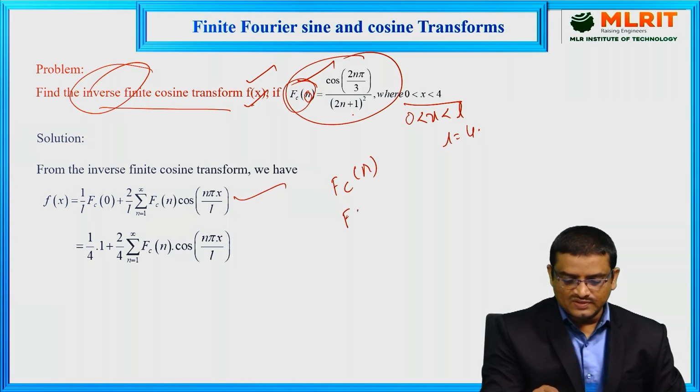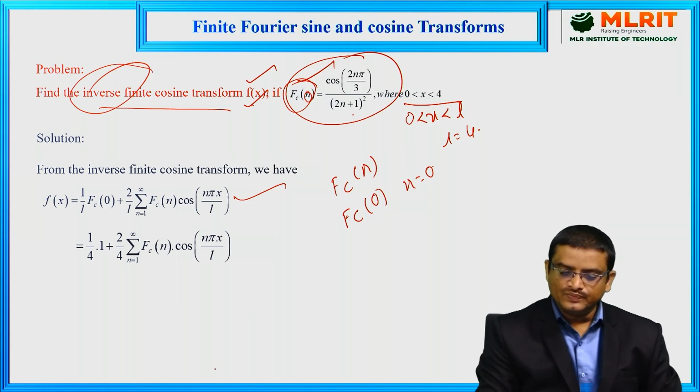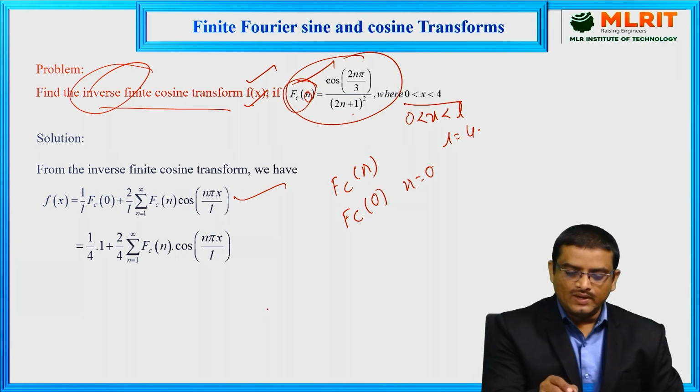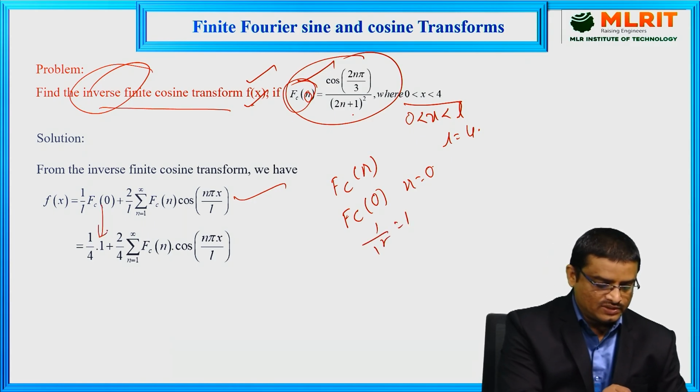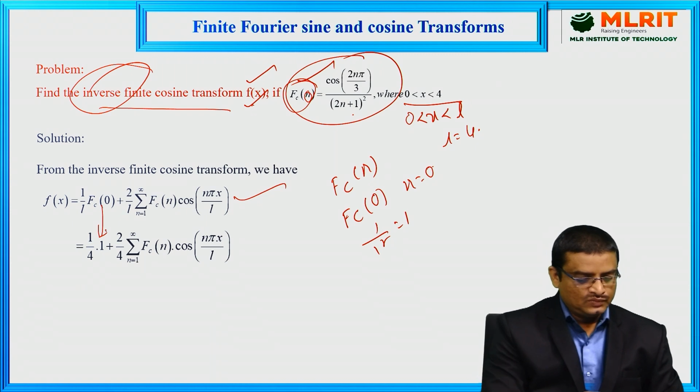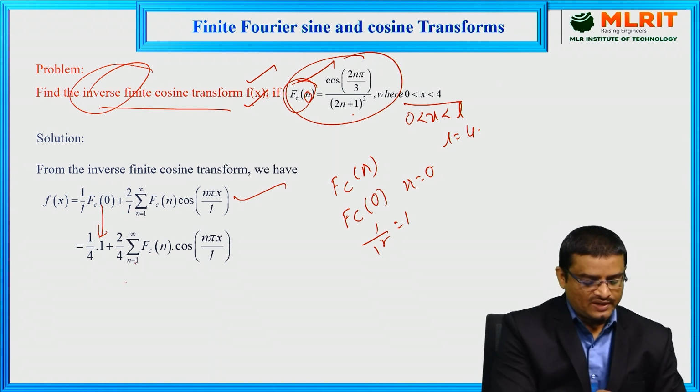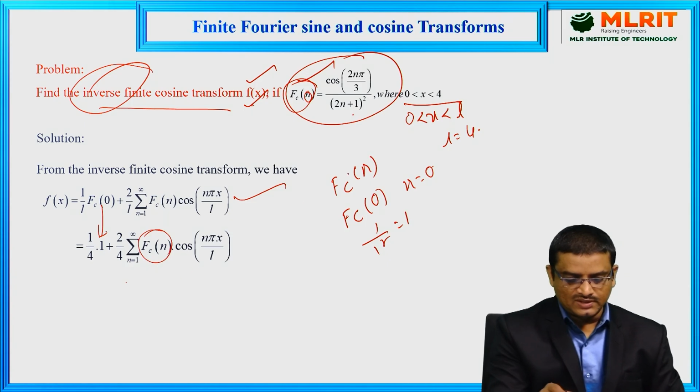Now we want F_c(0). You will get this by substituting n is equal to 0 here. You will get cos 0. Cos 0 is 1, so 1 by 1 square, this can be written as 1. So that's why here this value is represented as 1. So (2/4) summation of n is equal to 1 to infinity, F_c(n), we can replace that value here.